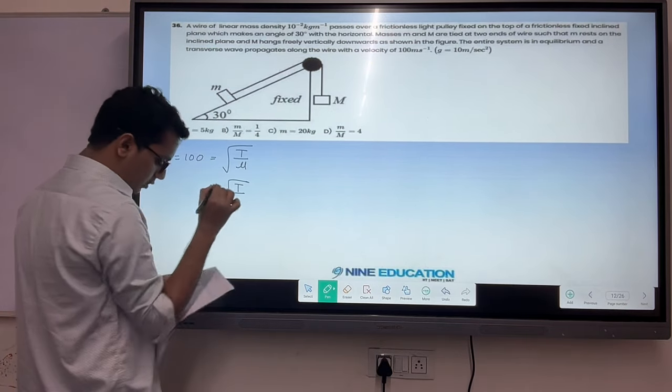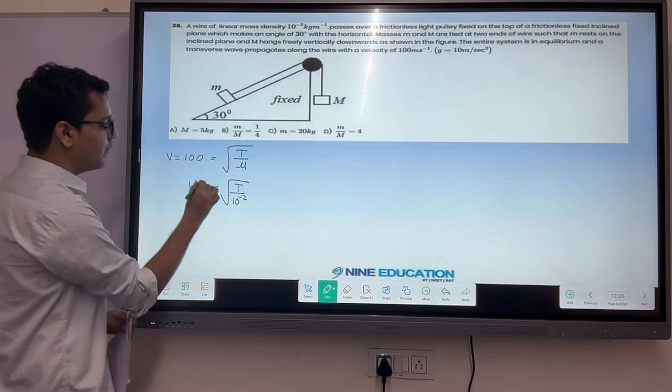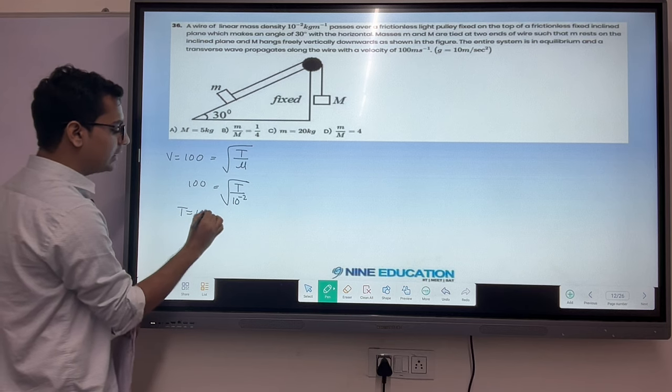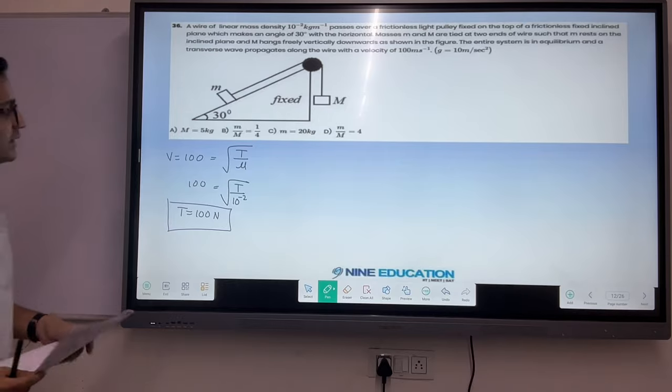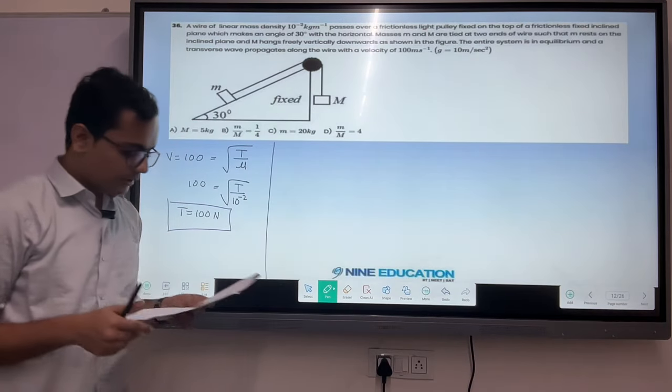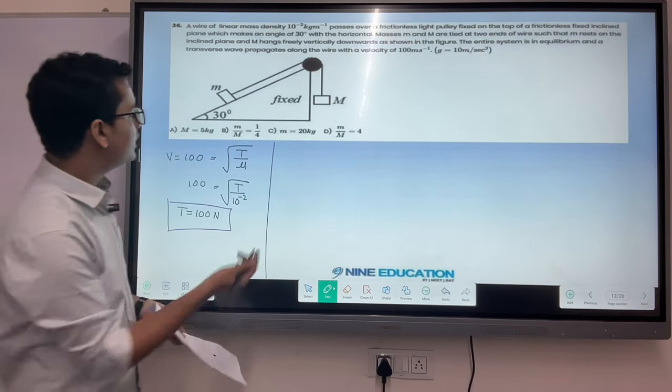What is mu here? Mu is also given. Linear mass density is 10 power minus 2. So from here I got tension as 100 newtons. Okay. Now tension is 100 Newton. In options those masses are given to you. So let's calculate the mass.